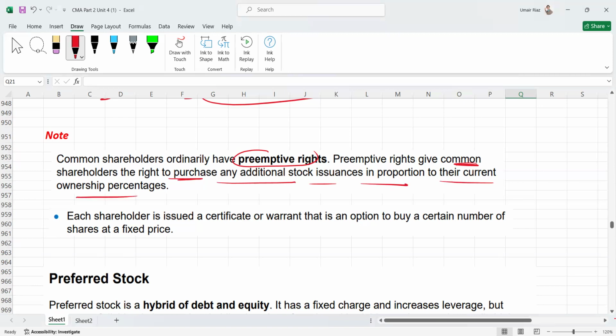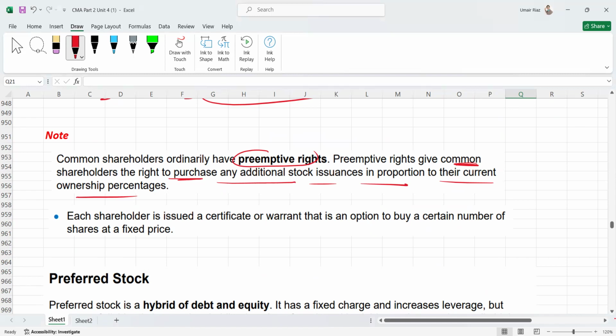So what does it mean? It means whenever the company will issue new stock, first we will issue to the existing shareholders, and if they do not buy, then we can issue to others or to the public, right? So preemptive right gives common shareholders the right to purchase any additional stock issuance in proportion to their current ownership percentage. What is the advantage of preemptive right? Obviously, if existing shareholders buy the new stock issued by the company, their voting rights will not be affected. But if they do not buy the stock, their voting rights may reduce.